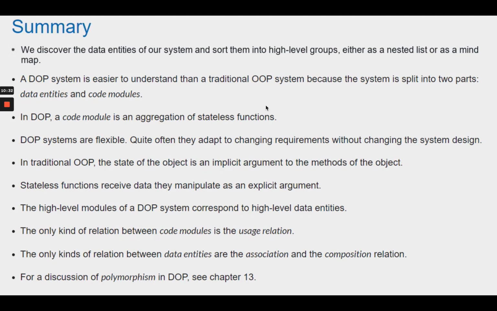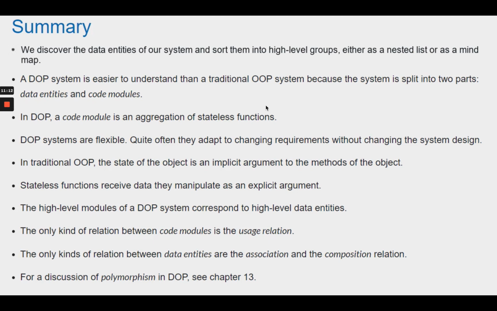A DOP system is easier to understand than a traditional OOP system because the system is split into two parts, data entities and code modules. In DOP, a code module is an aggregation of stateless functions. DOP systems are flexible. Quite often they adapt to changing requirements without changing the system design. In traditional OOP, the state of the object is an implicit argument to the methods of the object. Stateless functions receive data they manipulate as an explicit argument.